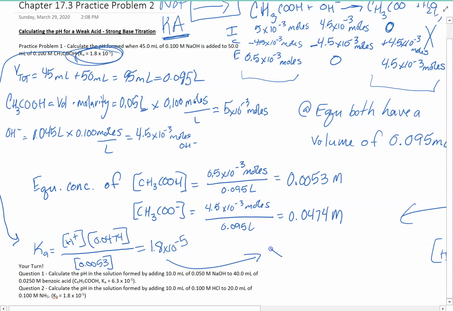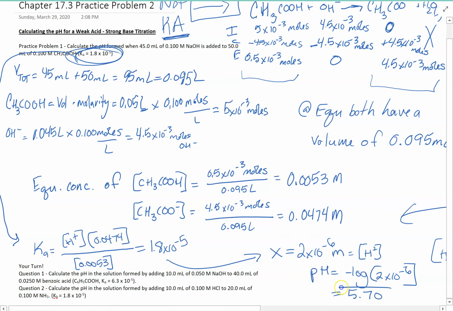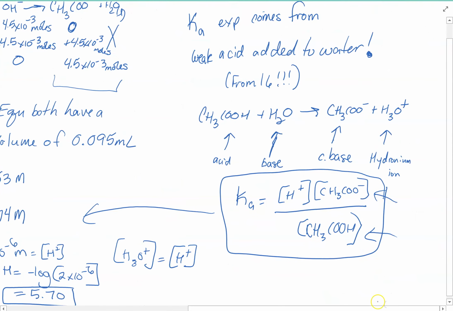Solve this for x, and I'm not going to show you how, but if you do it right, you should get something in the neighborhood of 2 times 10 to the negative 6th molar. Since this is the concentration of the H+ ion, pH equals the negative log of this 2 times 10 to the negative 6th. And this is a weak acid titrated with a weak base, so we're going to get a pH of 5.7. So we're not quite at the equivalence, but we're getting close is what it looks like.